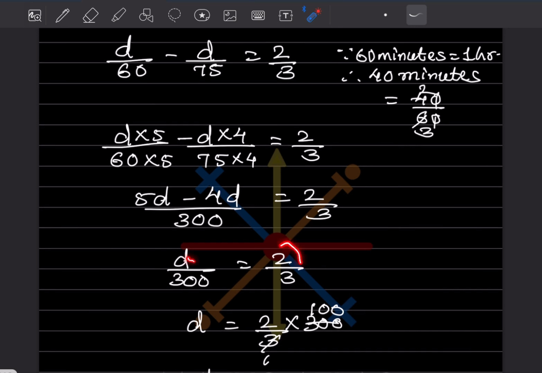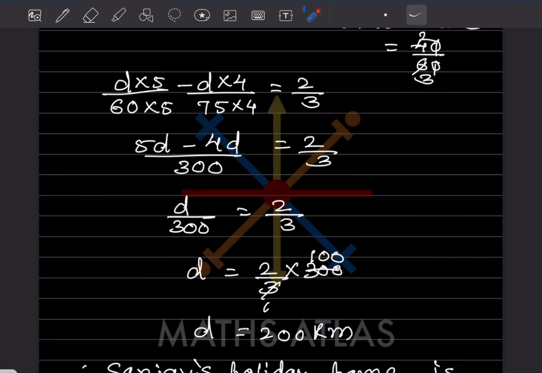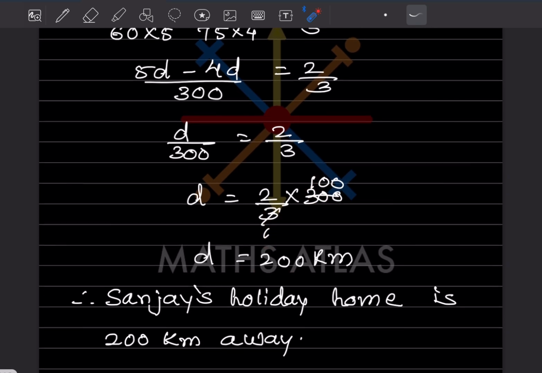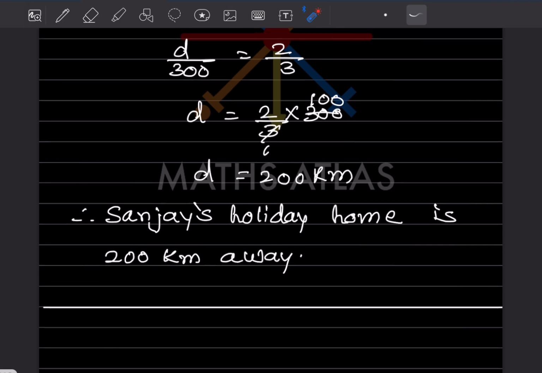So d will be this 2 by 3, or as it is on the right hand side. This will go here. So that is going to get divided. Sorry, that is going to get multiplied. So 3 ones are 300s are. So d is going to be 200 kilometers. So we can say Sanjay's holiday home is 200 kilometer away.